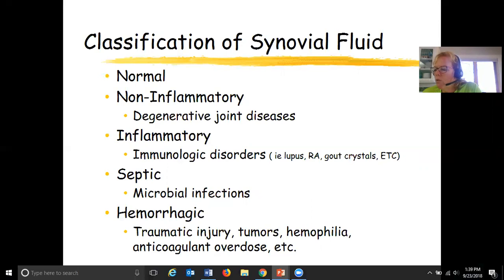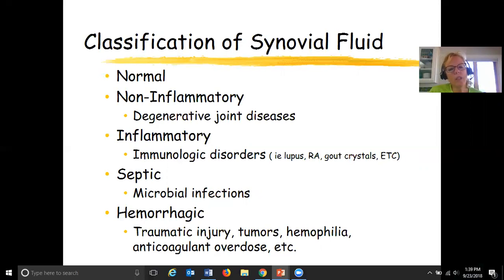There'll be a few white cells in it. In a normal fluid, there's usually less than 150 white cells, and they're about a fourth neutrophils. You'll see right around 1,000 white cells in a non-inflammatory joint disease. In an inflammatory joint disease, you're going to see 100,000 white cells, 50% neutrophils.